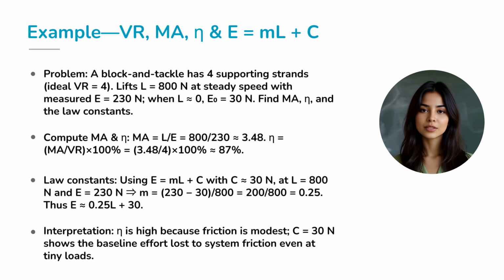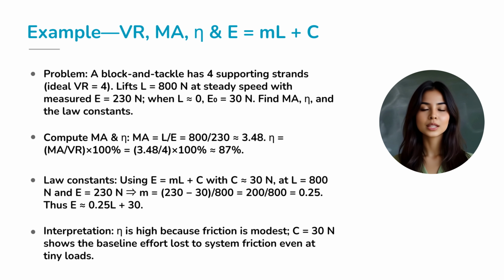The mechanical advantage is the load divided by the effort, which is 800 divided by 230, giving approximately 3.48. The efficiency is the mechanical advantage divided by the velocity ratio multiplied by 100%. Substituting the values, we get 3.48 divided by 4 multiplied by 100, which equals about 87%.